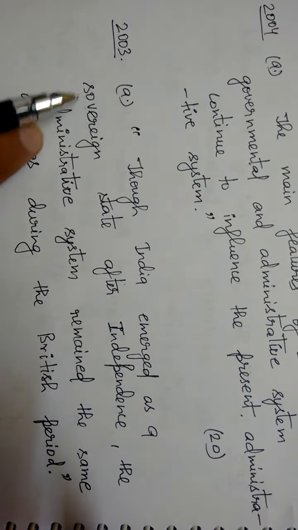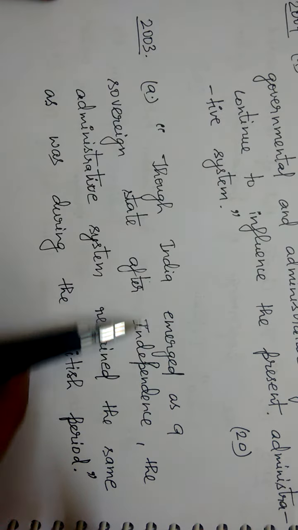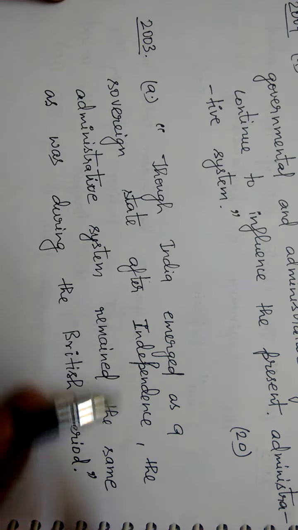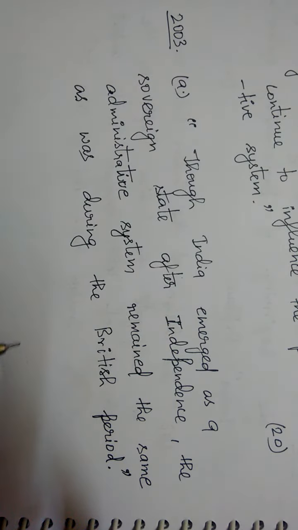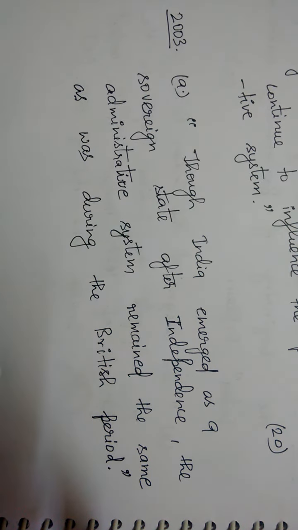Then in 2003 this question came that though India emerged as a sovereign state after independence, the administrative system remained the same as it was during the British period. So again, here you have to tell the similarities between the British system and the system that we are following right now after independence. There are a lot of similarities: secretariat system, district collector, tehsildar, sub-divisional officer.